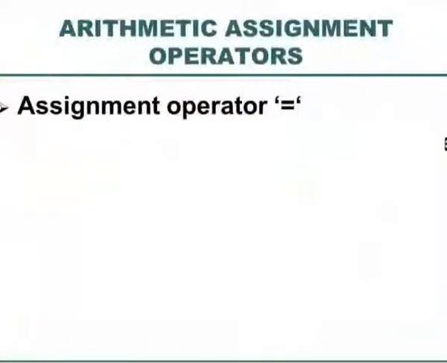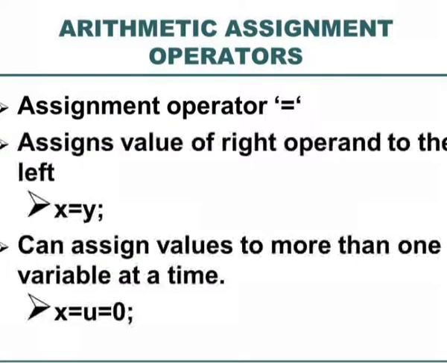Next we move to the assignment operators. They are also called arithmetic assignment operators. The symbol is equal to. It assigns a value of the right operand to the left. So the left is the receiving side, the right is the giving side. So here is an example. When you give x is equal to y, y will be holding some value that will be transferred to x. So x gets the value from y.